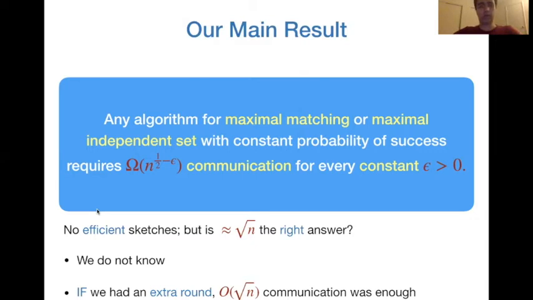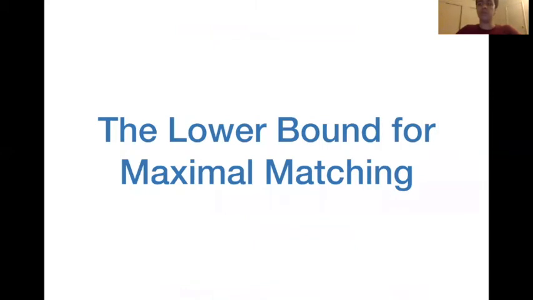Okay, so that's our result. And for the rest of the talk, I'm going to tell you a bit more about our lower bound for maximal matching, then show how it also implies a lower bound for MIS, and then conclude the talk.